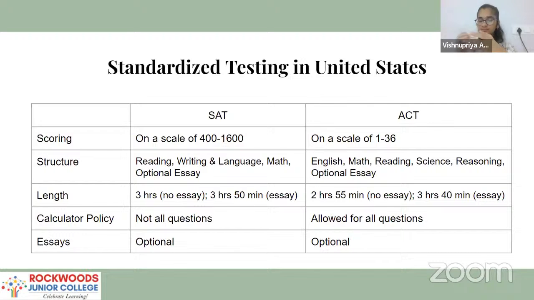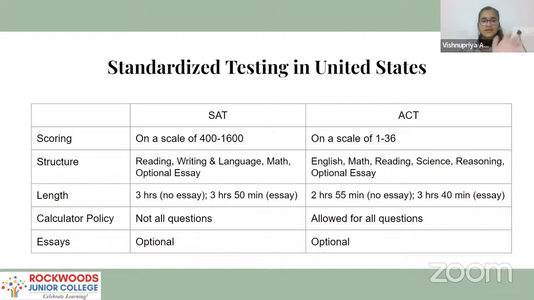The math section has a part with calculator and a part without calculator. Generally, math is more towards algebra in SAT. Then you have an optional essay, but that is optional. It is mostly about reading comprehension. It asks you to read something and it sees how well you can write.